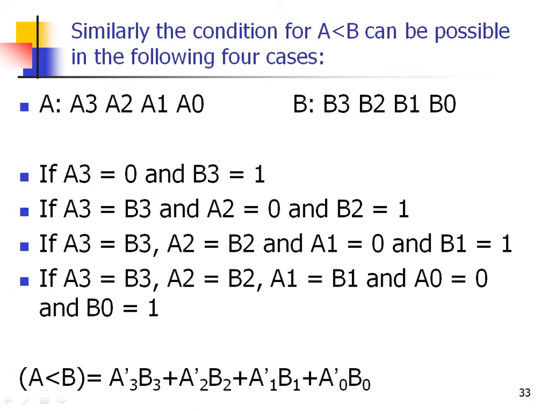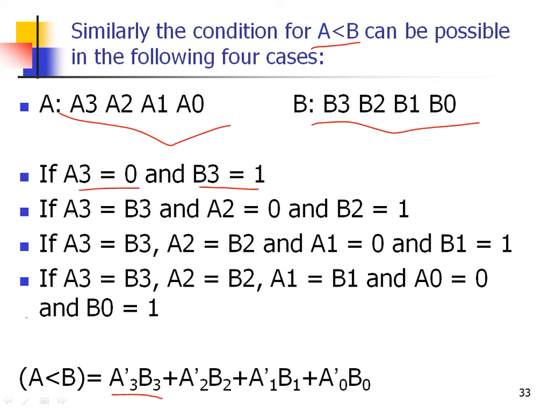Similarly, the condition for A less than B is possible in the following four cases. Once again, we are considering the same four bits for A and B. If A3 is equal to 0 and B3 is equal to 1, whereas previously we considered A3 equal to 1 and B3 equal to 0 for greater. Here, if A3 is 0 and B3 is 1, A is less than B. Hence, we write it as A3 bar B3.